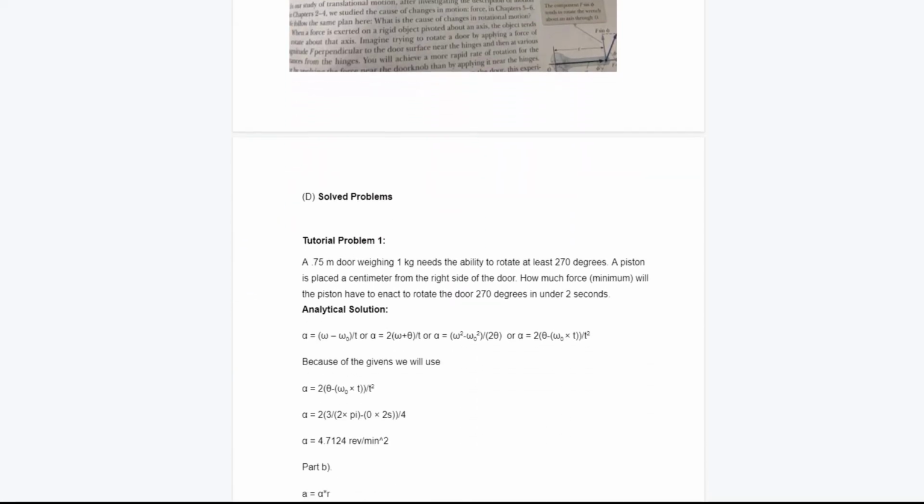So our first solved problem, aka the tutorial problem, involves a 0.75 meter door weighing 1 kilo, and it needs the ability to rotate at least 270 degrees. A piston is placed a centimeter from the right side of the door. How much force minimum will the piston have to enact to rotate the door 270 degrees in under 2 seconds?